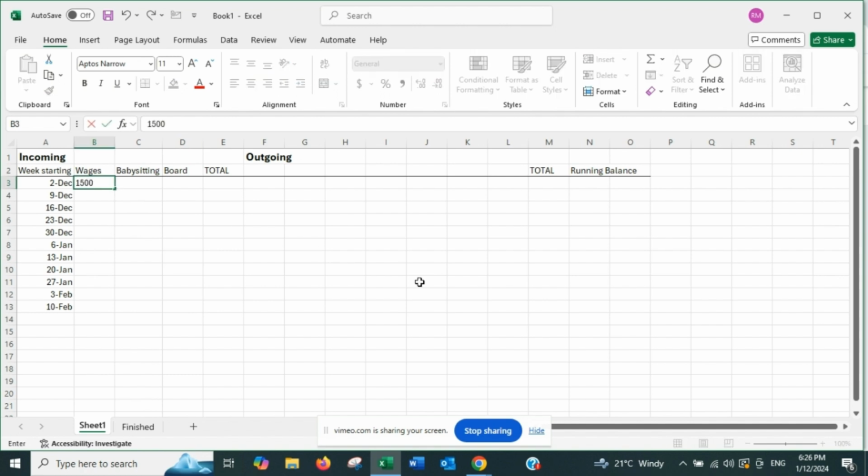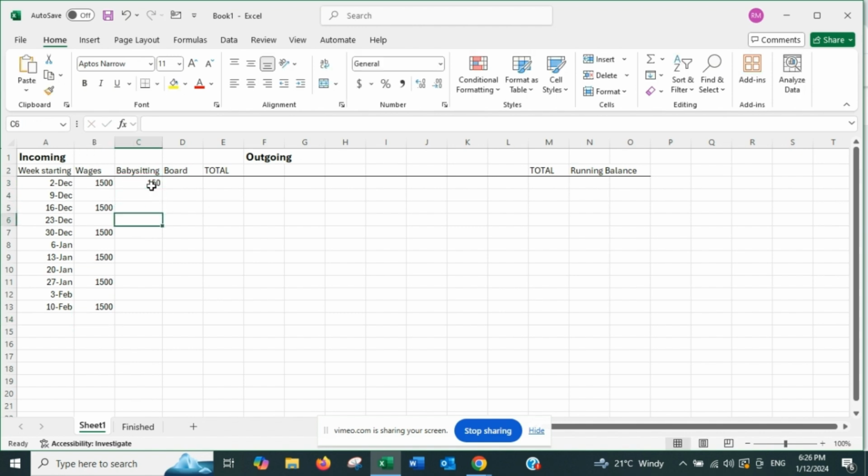Now you'll see that I've added in some incoming money, so wages, babysitting, and board. Now this is not at all accurate to my life. This is purely an example that I'm making up on the spot, mind you. So it's actually probably a bit hard to know if this will work out. But fingers crossed. So as you can see, I've put my wages in.